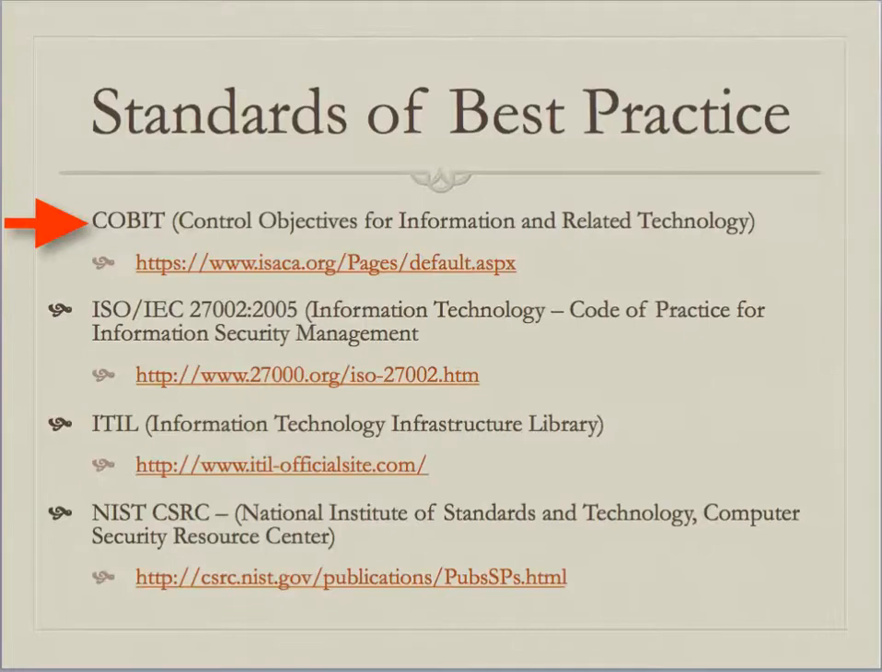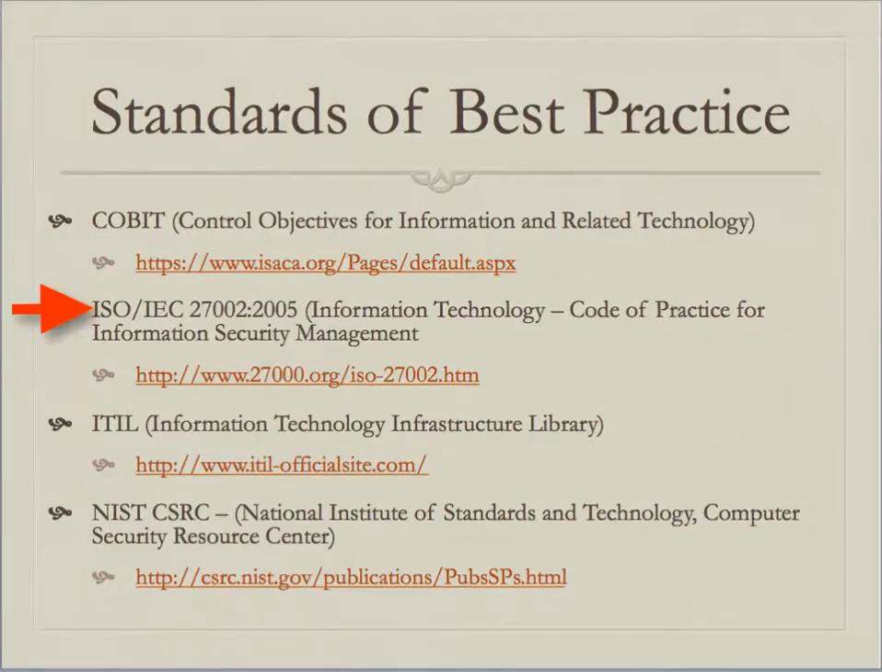COBIT version 4 was pretty far removed from what's in the next line, the ISO 27002 standard, which is comprehensive. COBIT was more concerned only with financial, but COBIT v5 has expanded what it covers to include almost everything. So if you only want to apply one standard, because you have to apply COBIT if you're publicly traded, if you only want to apply one standard of best practice, COBIT's probably your best choice.